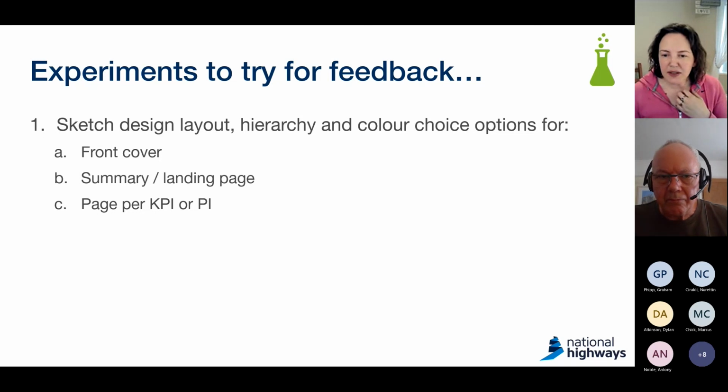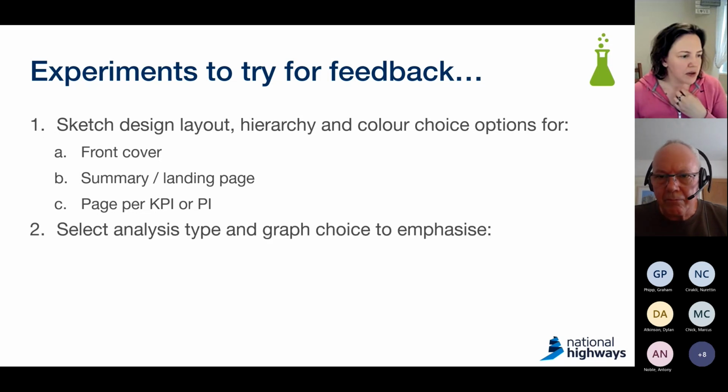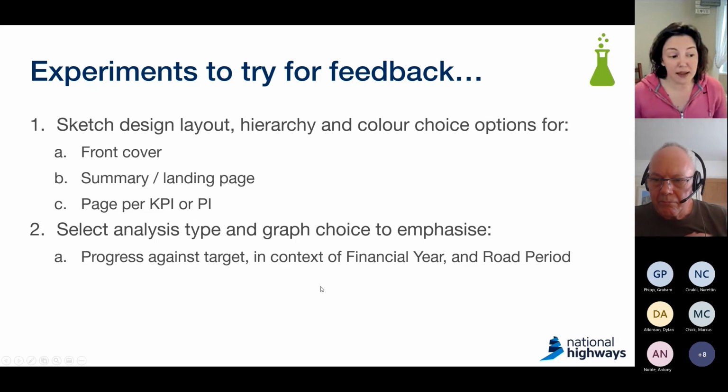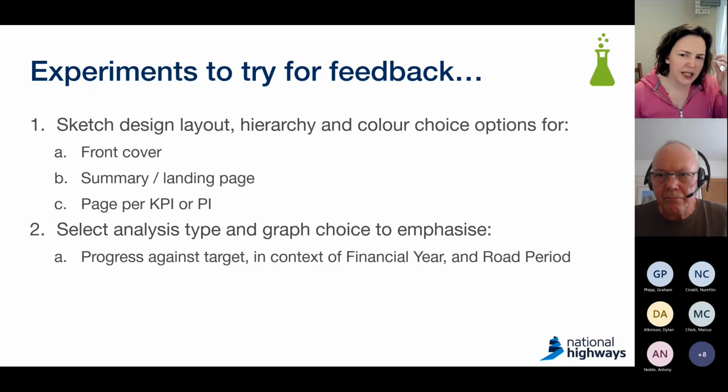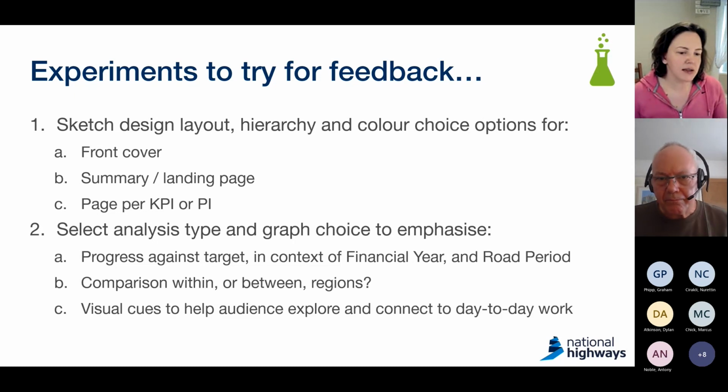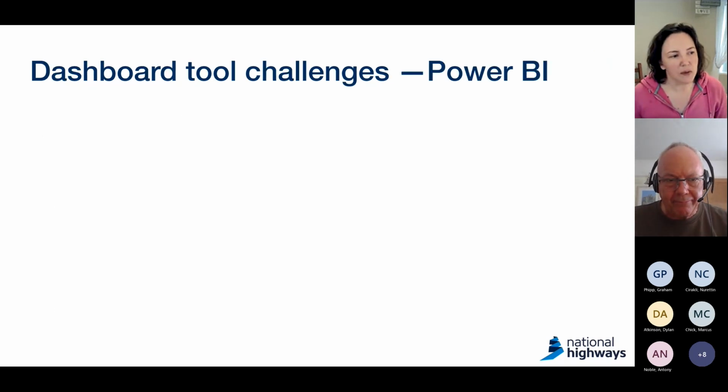I see. So yeah, I know some of you have to go. So the final challenge is to select analysis type and graph type to emphasise progress against target, and have a think. It would be really interesting to explore more on this financial year and rolling period versus the rolling year and the other stuff. How can we really visually key that in? Comparison between regions maybe, or between other things, to help with that context. And these visual cues help people explore and connect to the day-to-day work a little bit more.